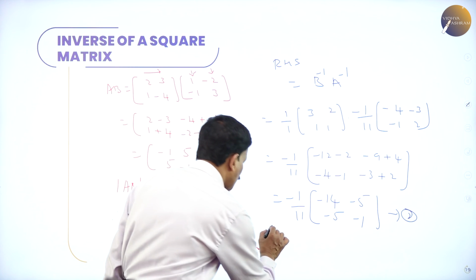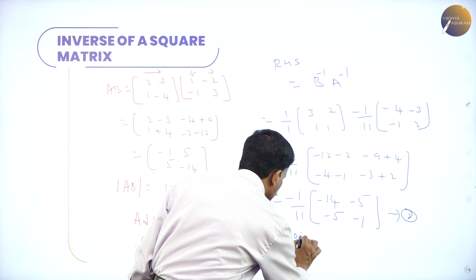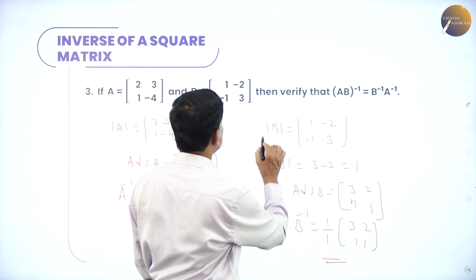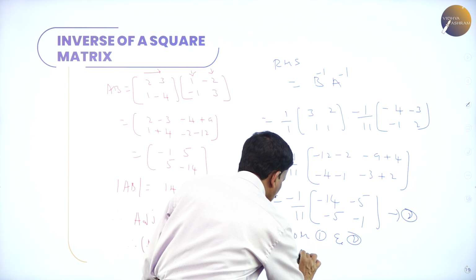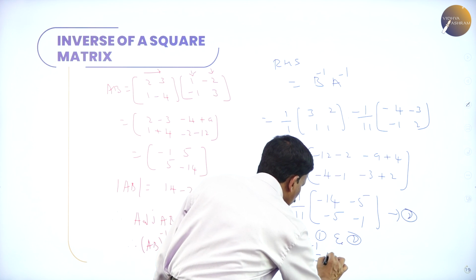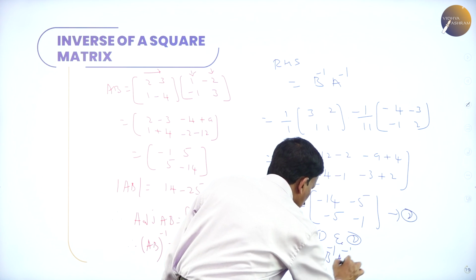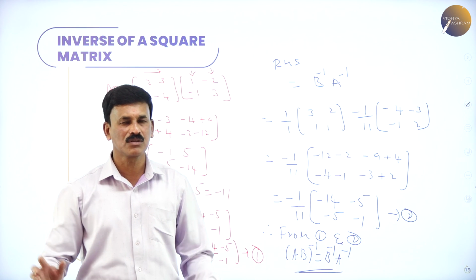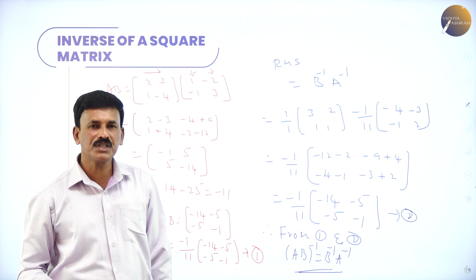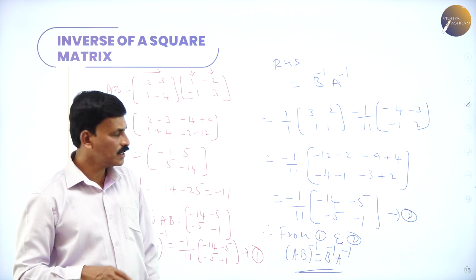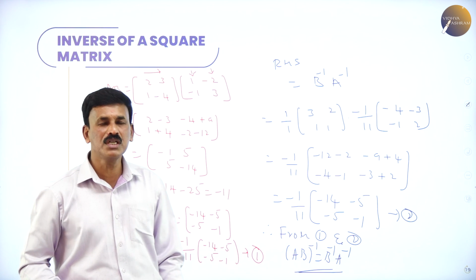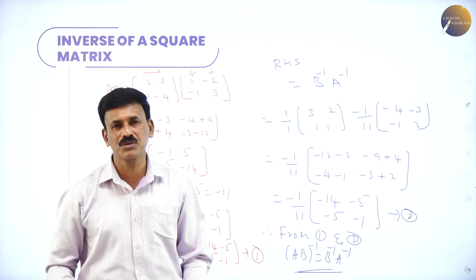So therefore, from 1 and 2, we can say that, what is the answer we verify? AB whole inverse is equal to B inverse A inverse. This is called the reversal of inverses. Hope you follow. Find out the inverse for A, inverse of B, and then find out AB and find out the inverse. Verify AB whole inverse is equal to B inverse, A inverse, you are going to get.